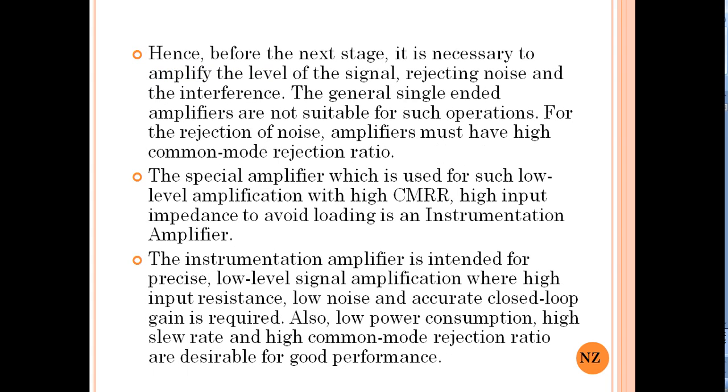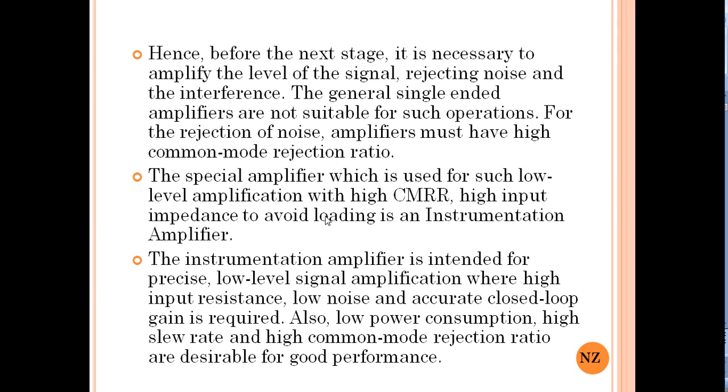Before transferring our signal from one stage to the next stage, the noise in the signal should be discarded. So the noise and the interference should be removed. That is why we need an amplifier which offers a very high common mode rejection ratio, which is able to reject the noise. Such an amplifier used here is the instrumentation amplifier.